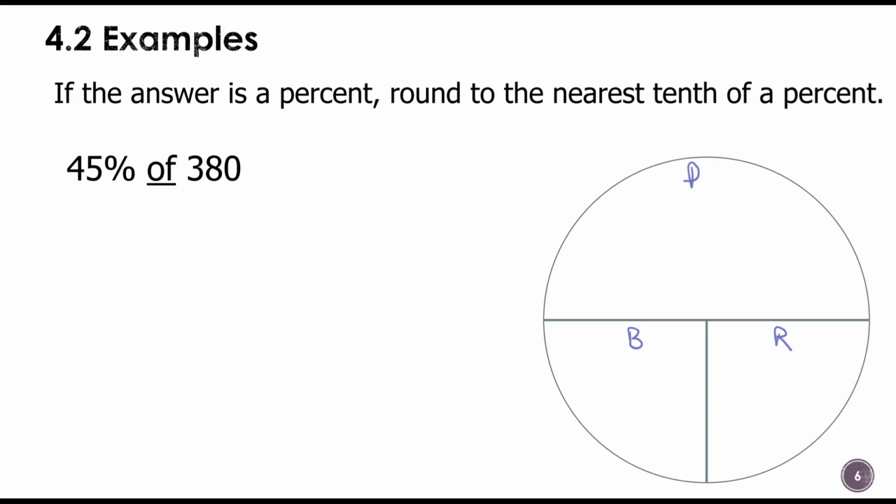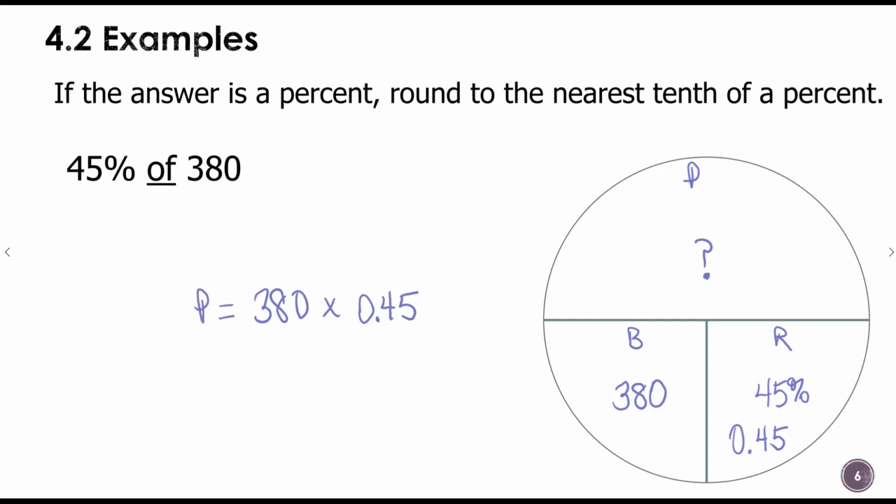Okay, so 45% of 380. The percent is applied to the 380. So remember, the rate or percent is always going to be applied to my base. So my base number is going to be 380. My rate is 45%. But when I actually calculate this, I'm going to change 45% to a decimal and then multiply that. So we're going to take 380 times 0.45, right? And that's going to determine our portion, right? That's equal to our portion.